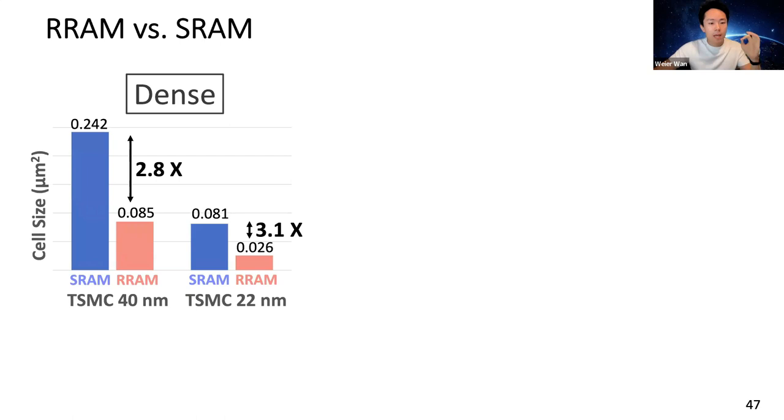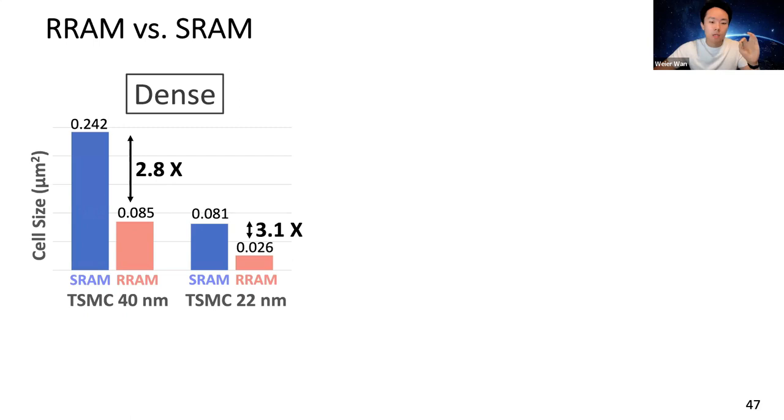First, at the same technology node, RRAM can be potentially much denser. Here I show the comparison of cell size in TSMC's 40 nanometer and 22 nanometer CMOS technology. In both of these technology nodes, RRAM already exists as an embedded RRAM macro. And in these two technology nodes, the RRAM cell size is about 3x smaller than the high density SRAM cell size. And with further device optimization, the size can be shrunk even further.